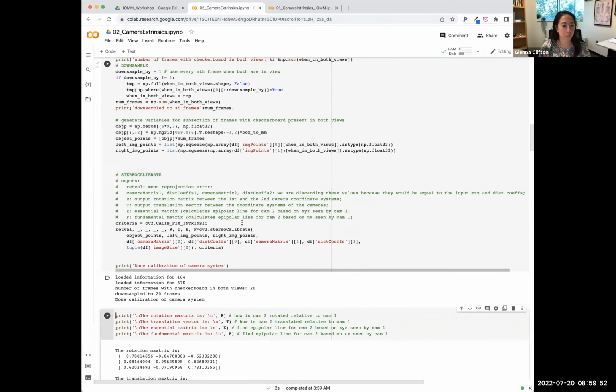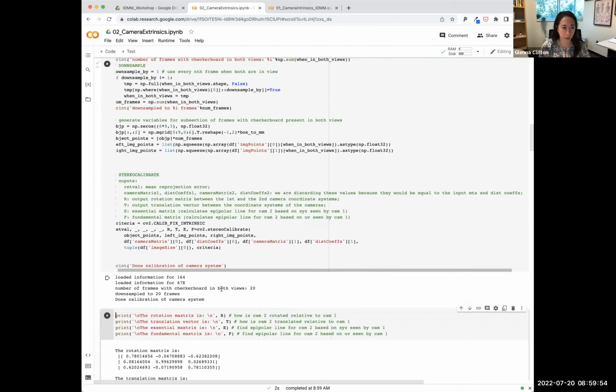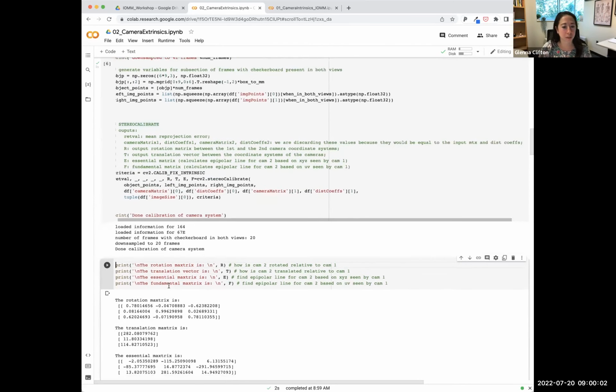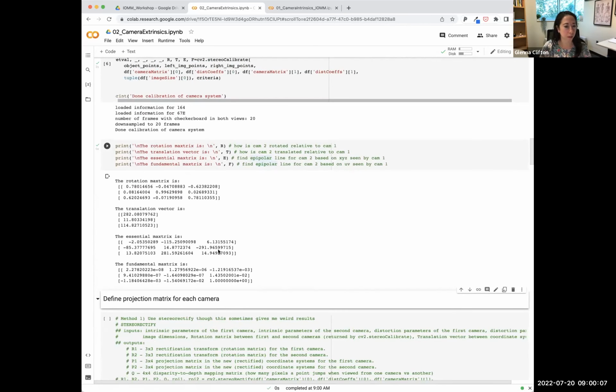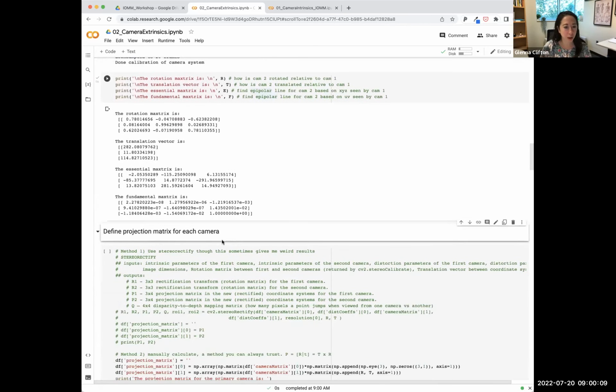It's loading the information, finding how many frames have the checkerboard in both views, and downsampling them. I decided with only 20 frames, I'm not downsampling them, and it completed the calibration of the system. We can plot out what the parameters are that it found.